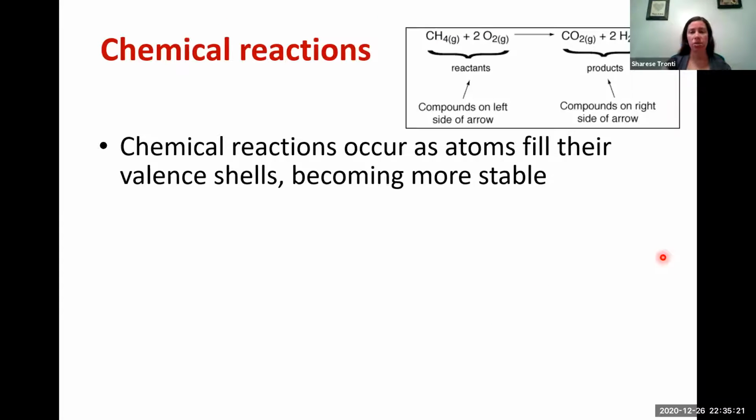So chemical reactions, as you recall from when we talked about them in Chapter 2, involve the process of atoms filling up their valence shells. They fill up those valence shells with more electrons. That makes them more stable.